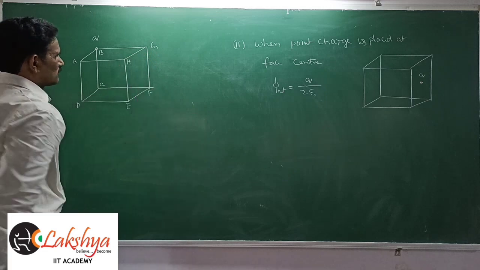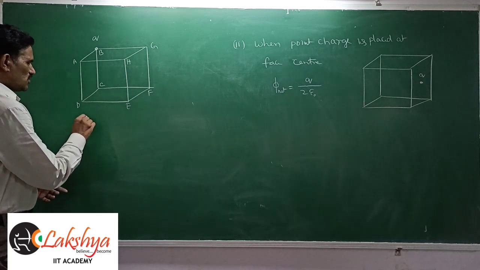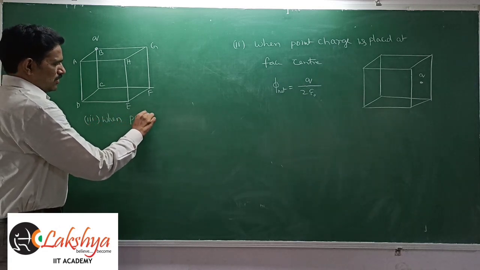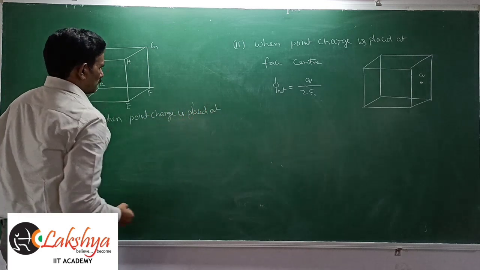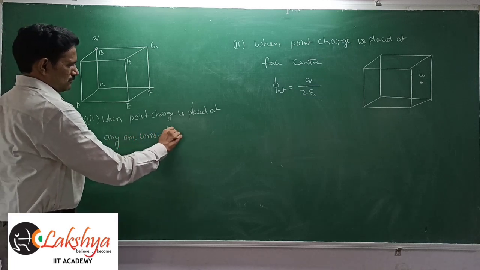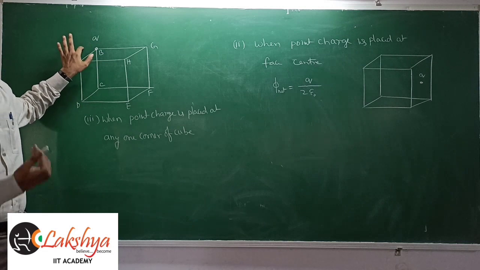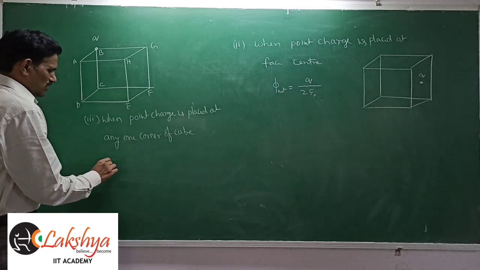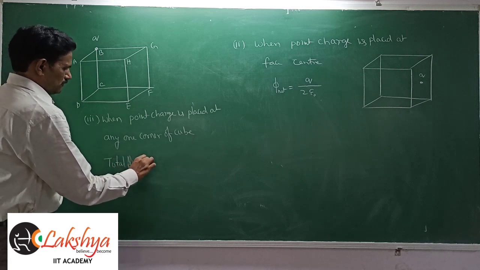Now in this we need to write the total flux passing through. So first to mention this case here: when a point charge is placed at any one corner of the cube. So when a point charge is placed at any one corner, suppose here in this example we are taking that it is placed at the corner B. So we need to write now the total flux through the cube.